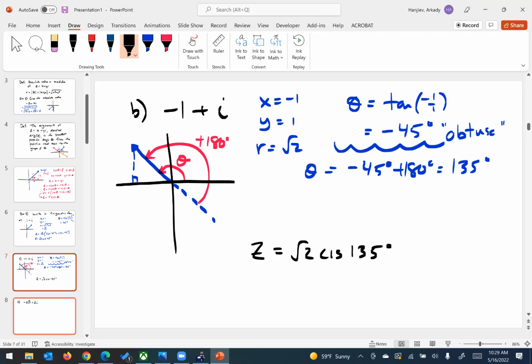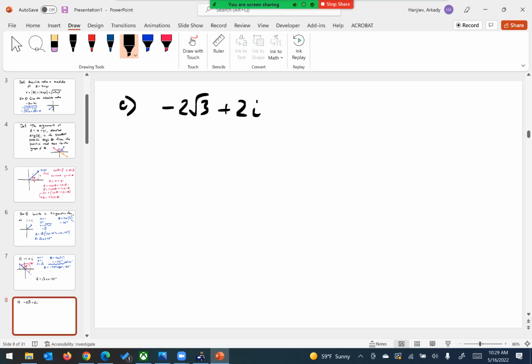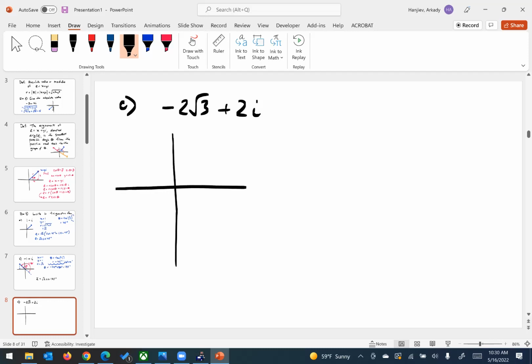Okay, now the next one here. All yours for this one. Give you guys a minute or so. You may take a look at your neighbor's paper. It's all yours, guys. Let's get a few examples here. Try it yourself.